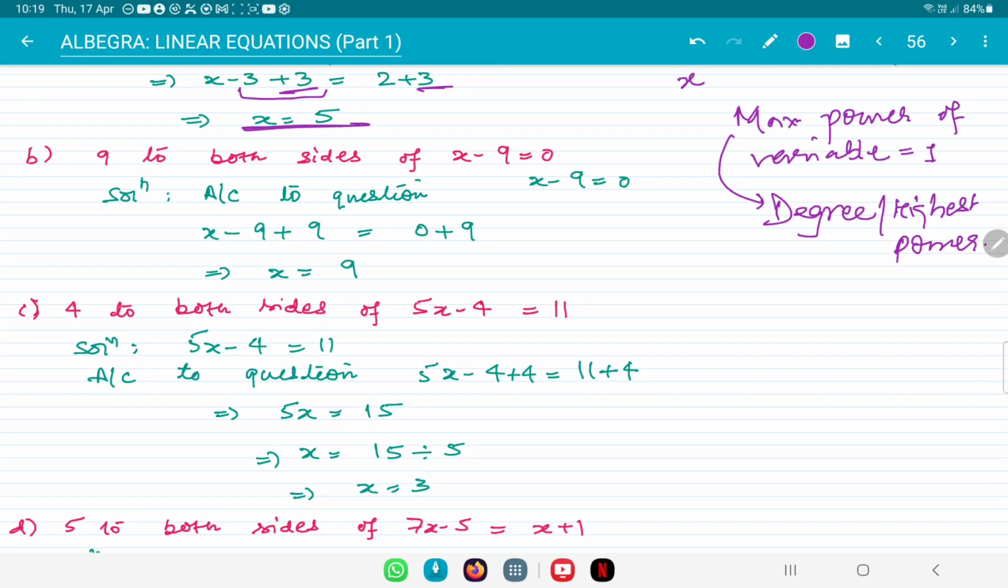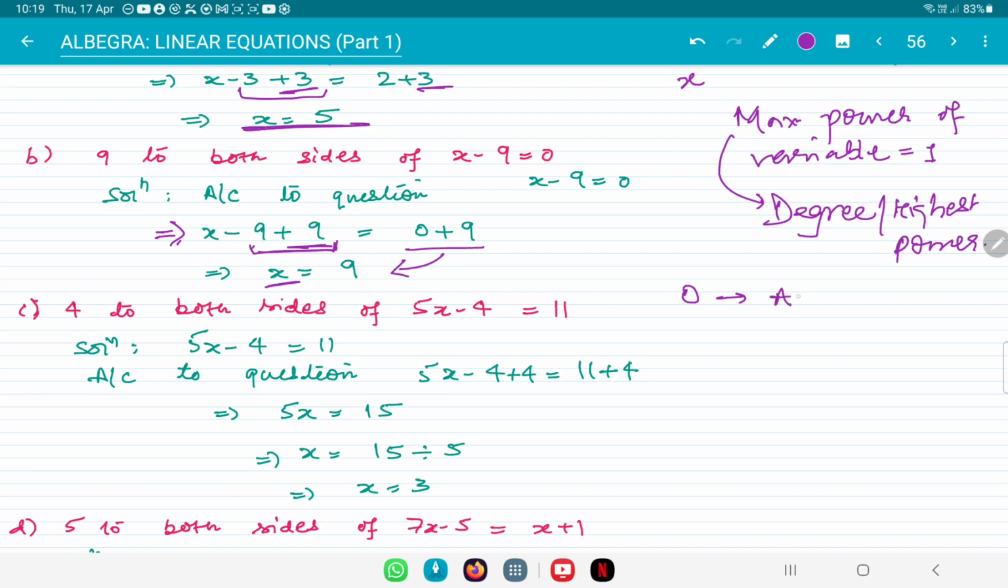Now see the next one. They are saying add 9 to both sides of x minus 9 is equal to 0. On the LHS it is x minus 9, so x minus 9 will be added with 9, as well as on the right hand side 0 plus 9. This 9 and this 9 will cancel. So on the left hand side we get x, and on the right hand side 0 plus 9 is equal to 9, because 0 is the additive identity.